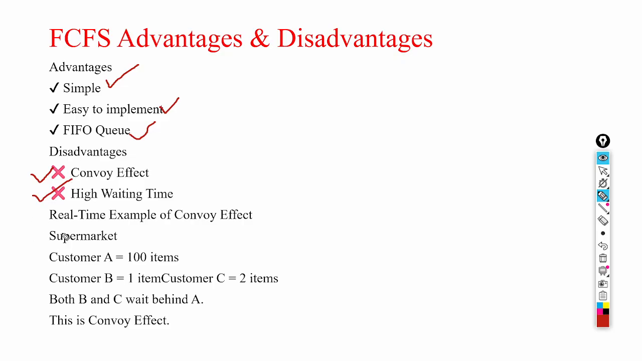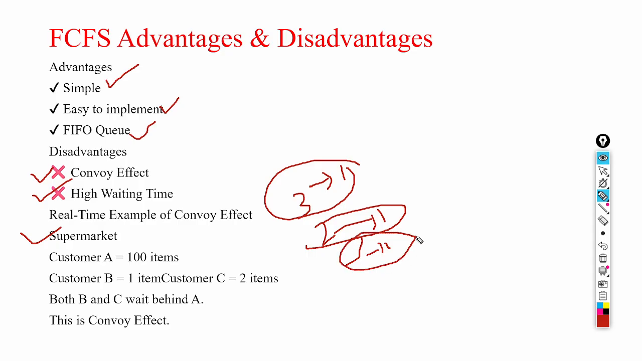I will give one real-time example. There is one supermarket. A customer buying 100 items stands at the counter. Behind him are three customers buying only one item each. The first customer buys only one item, the second customer buys only one item, and the third customer buys only one item.